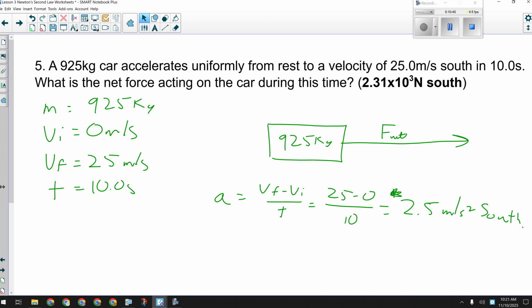All right, now that I've got that, then it's just F net equals m times a. So it's not a tough question, it's just it has two parts. So 925 kilograms times 2.5, and that's going to give us 2.31 times 10 to the 3 newtons.